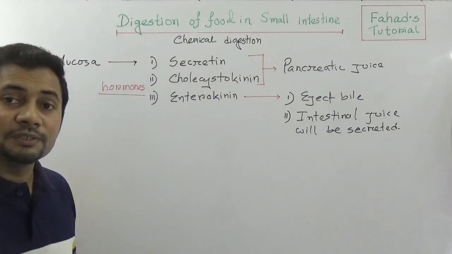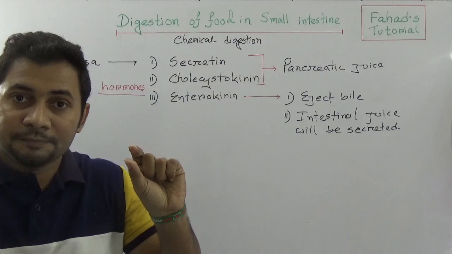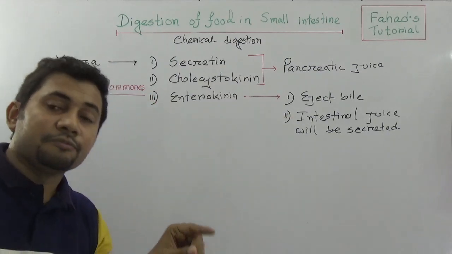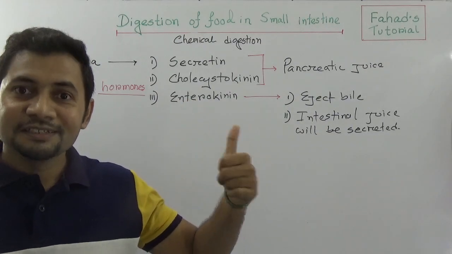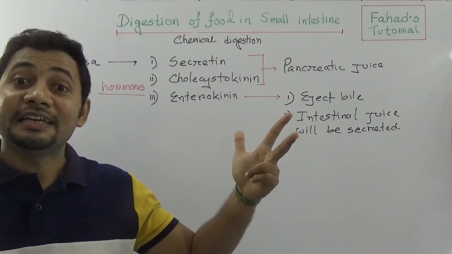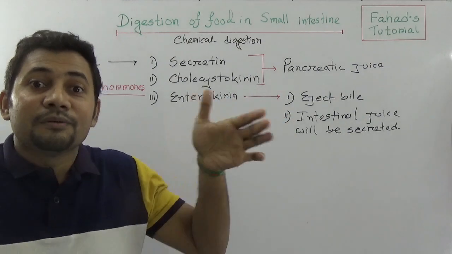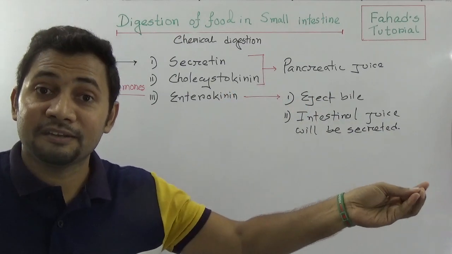So firstly, what is going on in case of chemical digestion? The mucosa of the intestine, when it's mixing with the food, secretes some hormones: secretin, cholecystokinin, and enterokinin. Secretin and cholecystokinin increase the activity of the pancreas to secrete pancreatic juice.